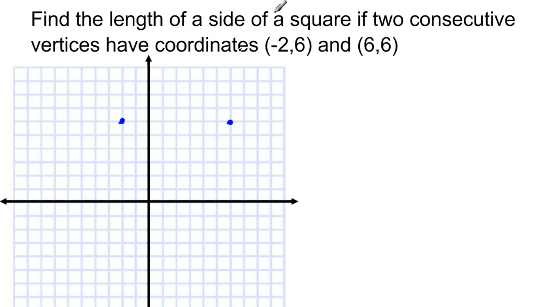Now it says find the length of the side of a square if two consecutive vertices have coordinates (-2, 6) and (6, 6). What that really means is that we have a square that is formed by these 2 points. Now the square might look something like that, okay? Or it could be in the other direction. It could look something like this as well. Okay, so all we know is that these 2 points form one side of this square.